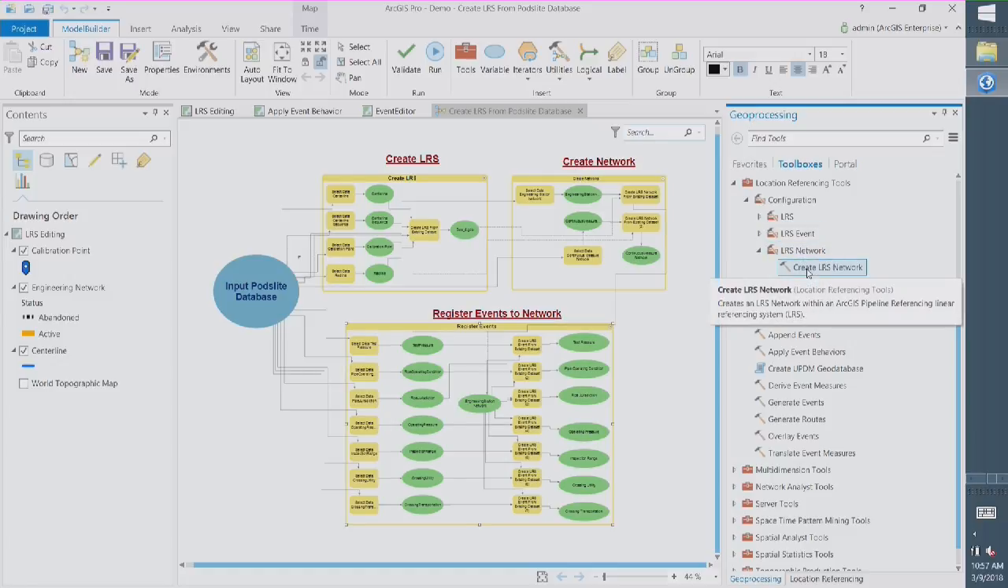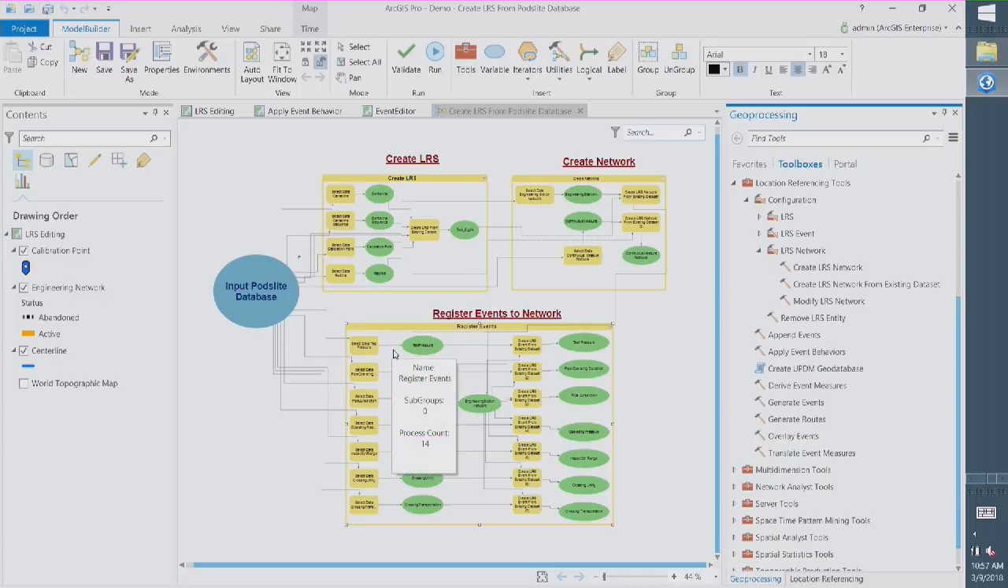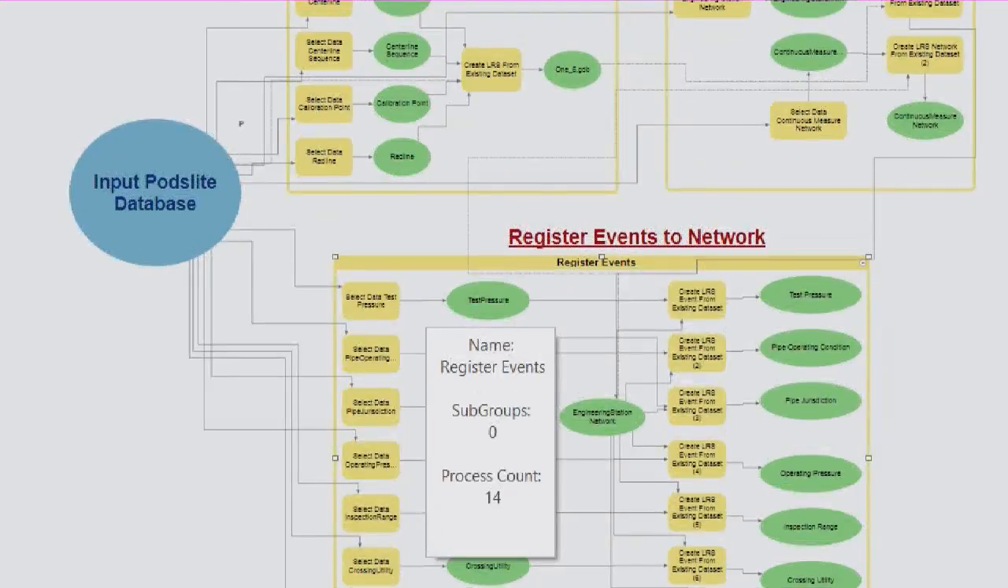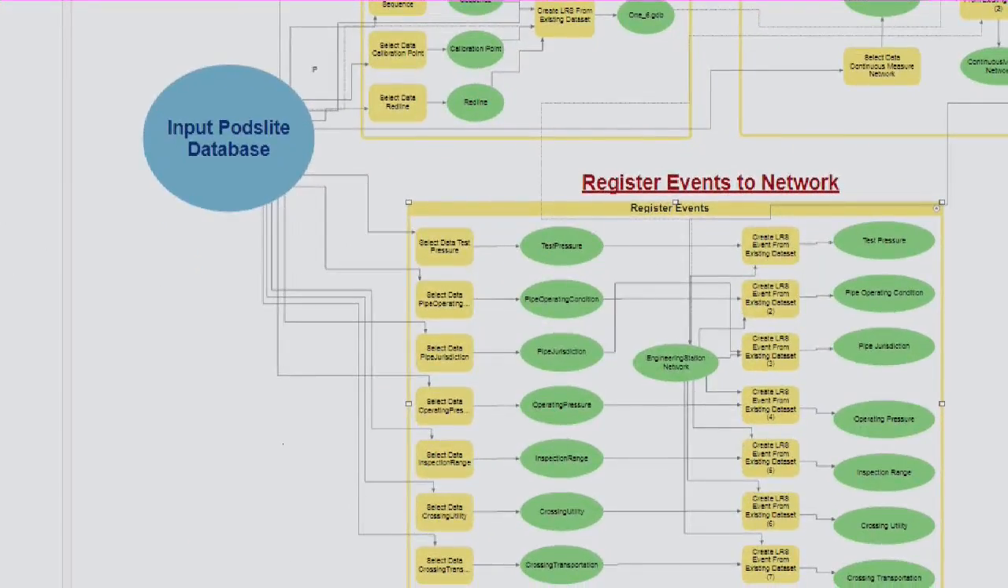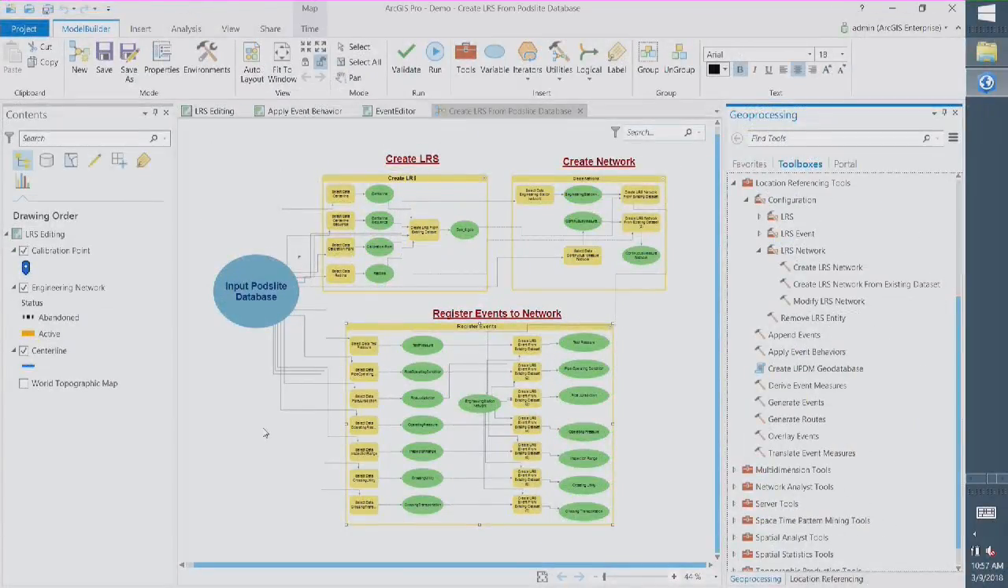Create a network with an existing feature data set or by creating a new feature data set. It's creating a network, and then it's taking the events. If I zoom in here, let me see. If you see, the PODS-Lite database has already some events in here, feature classes that can be events like your test pressure, operation condition, operating pressure, all of these. I'm taking those feature classes and configuring that with APR as an event.